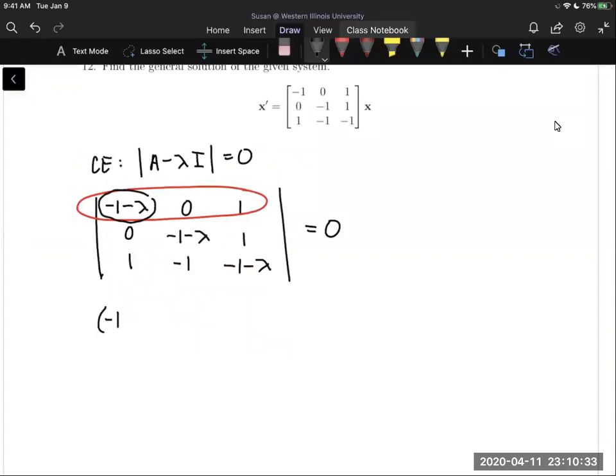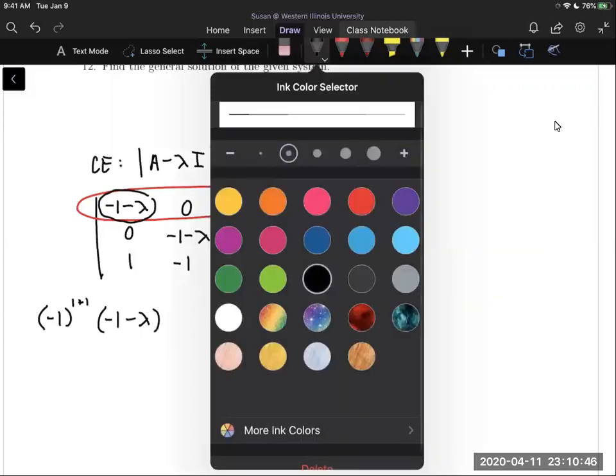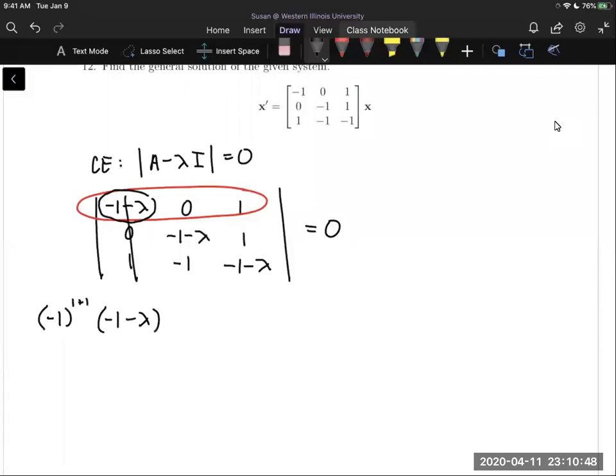And so let's start first with this first entry. So I'm going to copy that down. And by the way, this is a -1 to the 1 plus 1, so we'll get a positive sign there. Then what I'm going to do is strike through this row and column and then multiply by the determinant of the cofactor matrix.